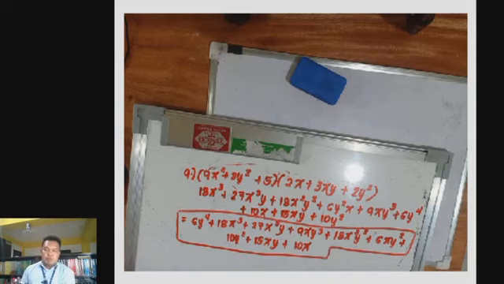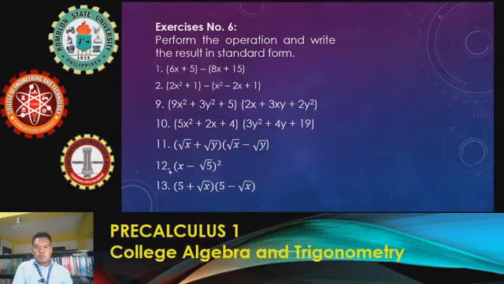Okay? So, number 10. So, number 10, halos ganun pa rin siya. So, sulat ko lang, equation. For number 10, we have 5x squared plus 2x plus 4 times 3y squared plus 4y plus 19.